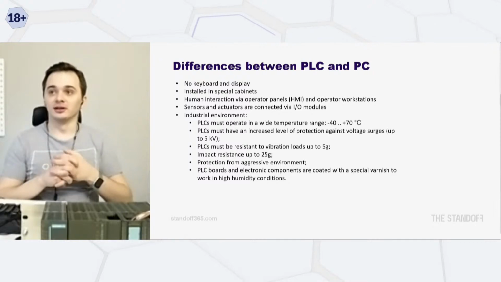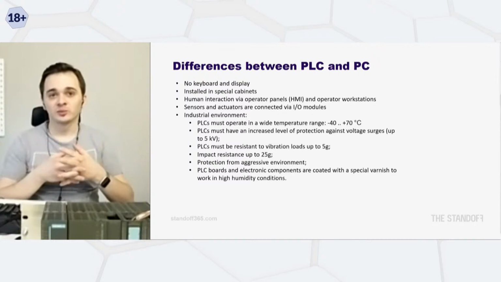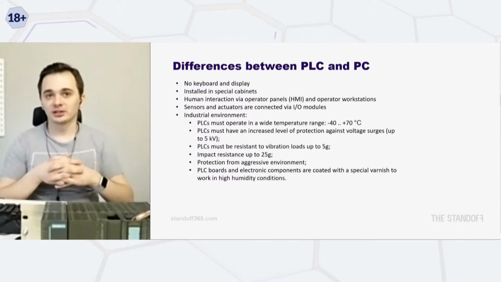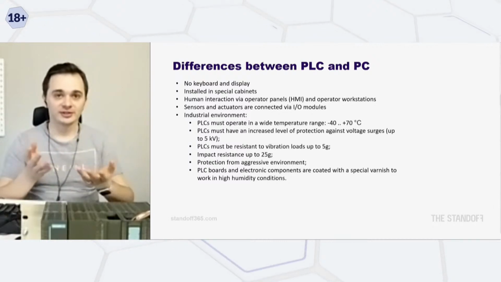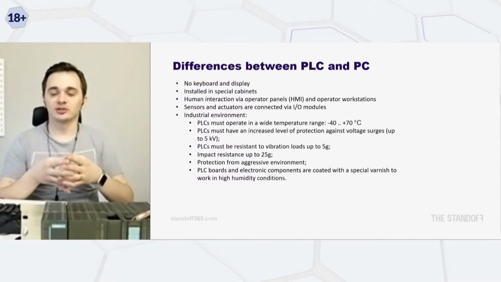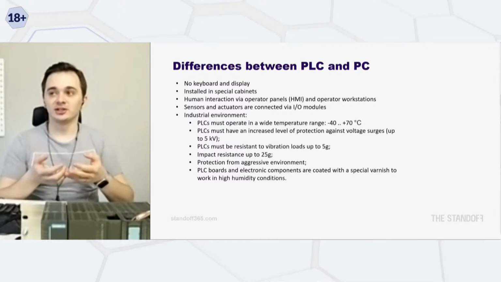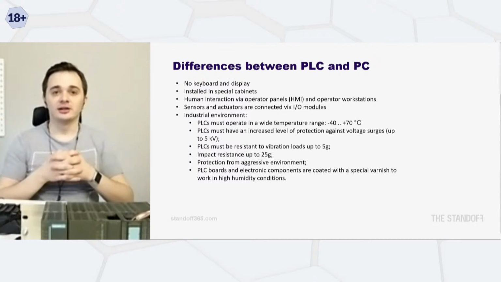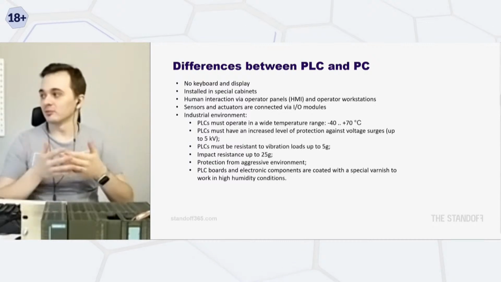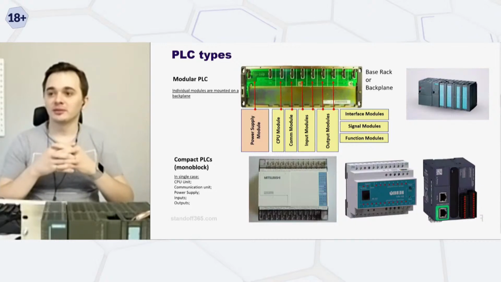Often, a PLC doesn't have a display. It doesn't have a keyboard. A PLC is usually installed in special cabinets. In terms of human interaction with PLCs, usually that interaction is remote, not physical. In order to control a PLC, to program it, people use special operator panels like HMI and operator workstations. And everything that is connected to a PLC is connected via special input-output modules.